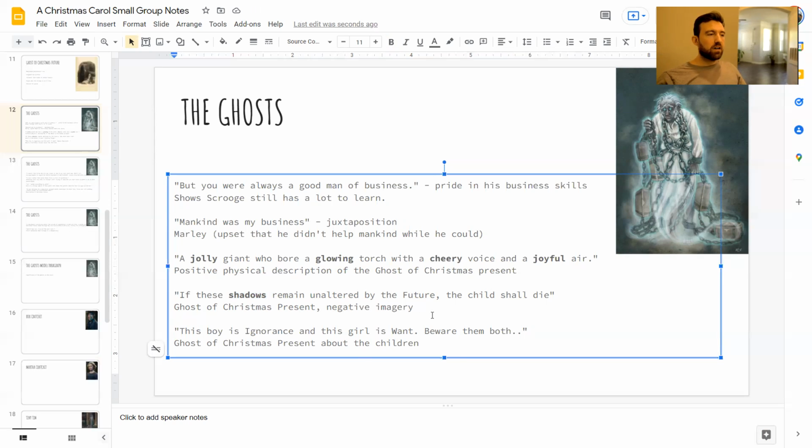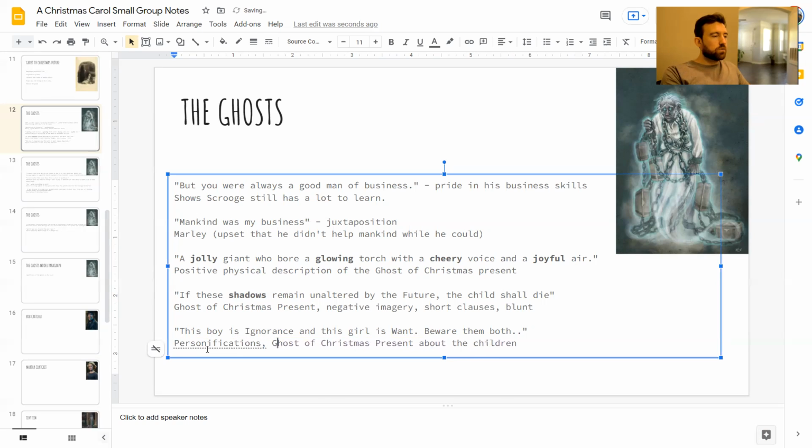And it's very blunt as well. It's quite blunt language. Short clauses, very blunt. So he can be quite forceful, the Ghost of Christmas Present, the same as the others. "This boy is ignorance and this girl is want. Beware them both." Again, this comes from the Ghost of Christmas Present. So these are what we call personifications.